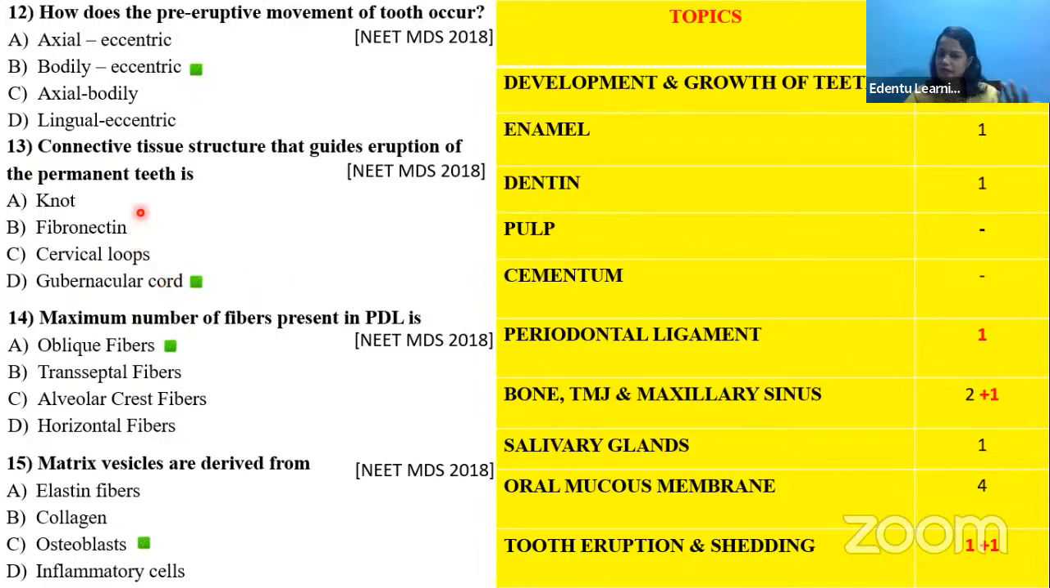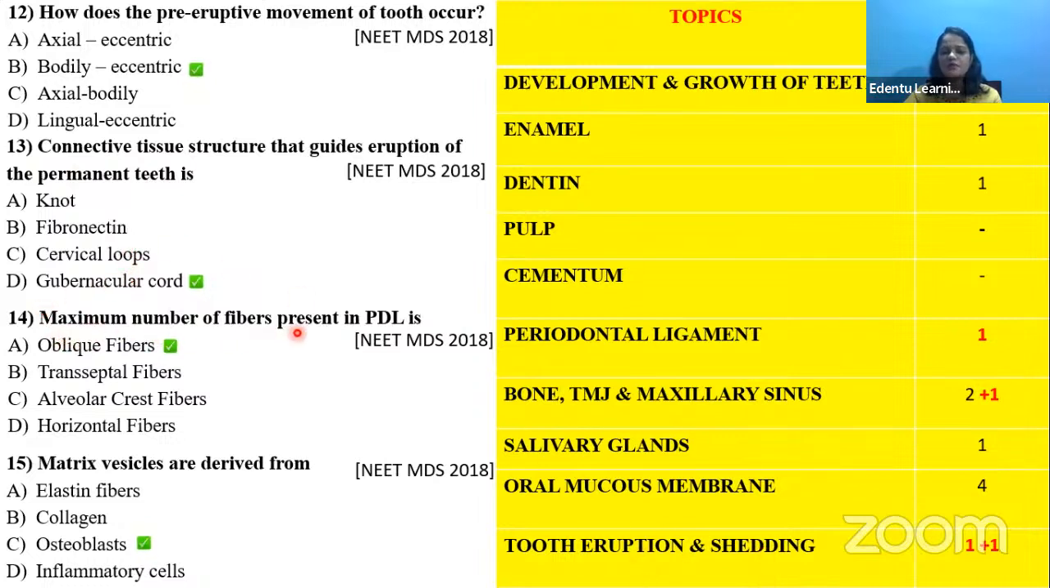You can either get straightforward questions like this or they can give you an image, and they will ask you to identify the gubernacular canal from it. So gubernacular cord, very important. Keep reading it. This comes under the eruption chapter.